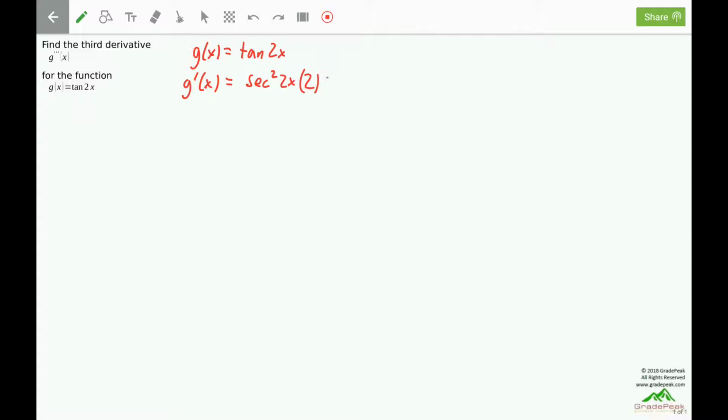Now that 2 is not inside that secant, that 2 moves to the front. And then secant squared I will rewrite as secant of 2x first and then squared, just so we can take our second derivative here. So our second derivative, g double prime of x, will start with a power rule, bring the 2 down, multiply with the 2 that's already out there. So that'll be a 4.